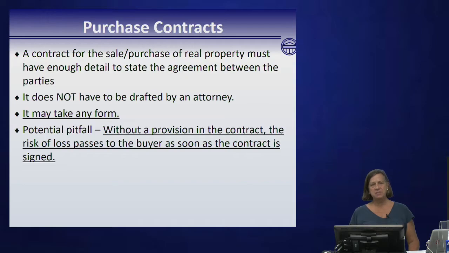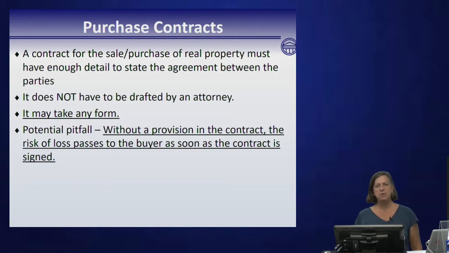Purchase contracts. A contract for the sale of real property is just like any other contract in that it must state the agreement between the parties and have enough information to identify what the essential terms of the contract are. It doesn't have to be drafted by an attorney. So we say it may take any form. If you are a licensee, you probably will use the REB form.